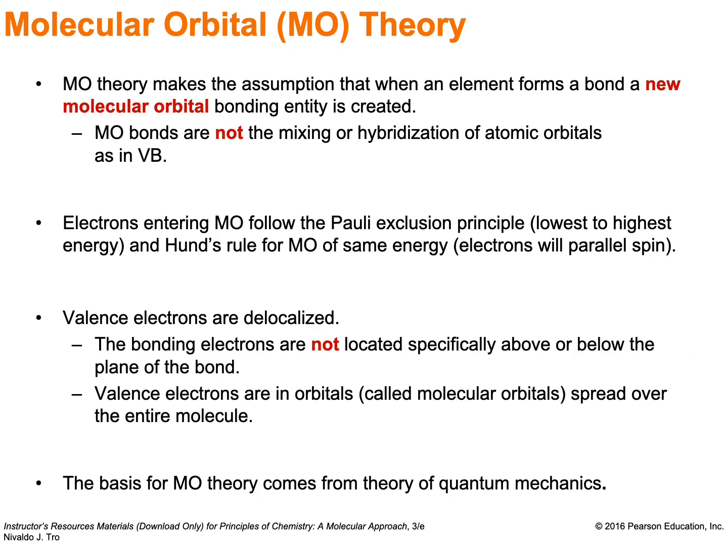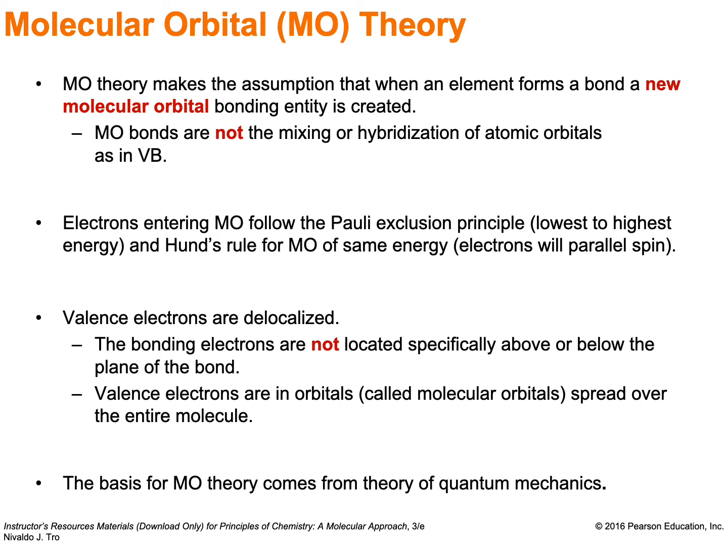So MO theory makes the assumption that when an element forms a bond, you form a new molecular orbital. Now this is not a mixing or hybridization of atomic orbitals as seen in valence bond theory. The electrons enter this newly established molecular orbital following the Pauli exclusion principle, low energy first and then you fill according to low to high energy. Follow Hund's rule, that electrons will have parallel spin in the same direction first and then the opposite directions.